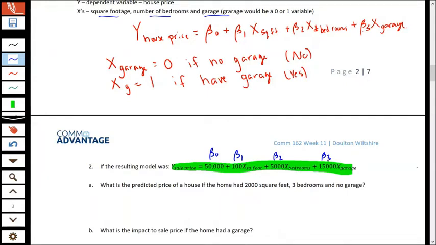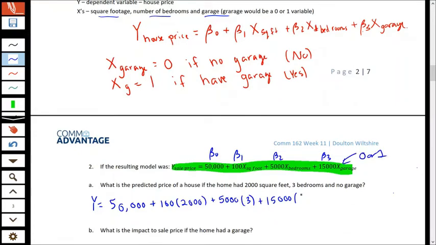So it asks us, what's the predicted price of a house if the home had 2,000 square feet, 3 bedrooms, and no garage? So to get that sales price Y, we're just going to plug in the values there. So 50,000 is our intercept plus 100 times, what's our square footage? Well, it says 2,000, plus 5,000, the number of bedrooms is 3, plus 15,000, but it says I have no garage, so for that last x term, this x term here is a 0 or a 1. It's answering a yes or no question, and it says there's no garage, so we're going to put in a 0 there.